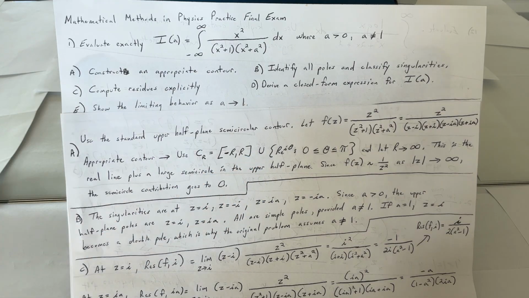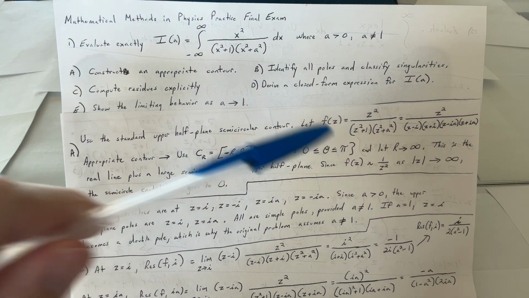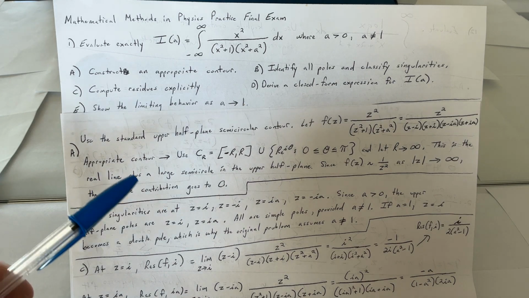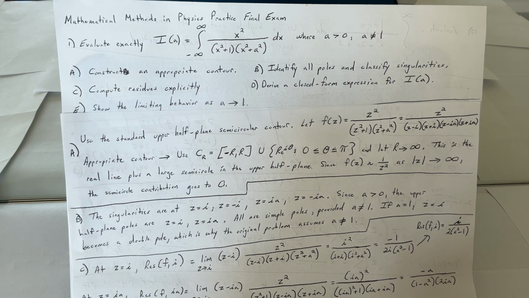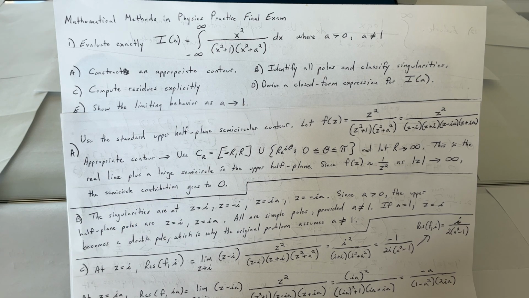and that's union R e to the I theta, where 0 is less than or equal to theta is less than or equal to pi. And we're going to let R approach infinity here. Okay, so this is the real line plus a large semicircle in the upper half plane. And since f of z is asymptotic to 1 over z squared as the absolute value of z approaches infinity, the semicircle contribution goes to 0.